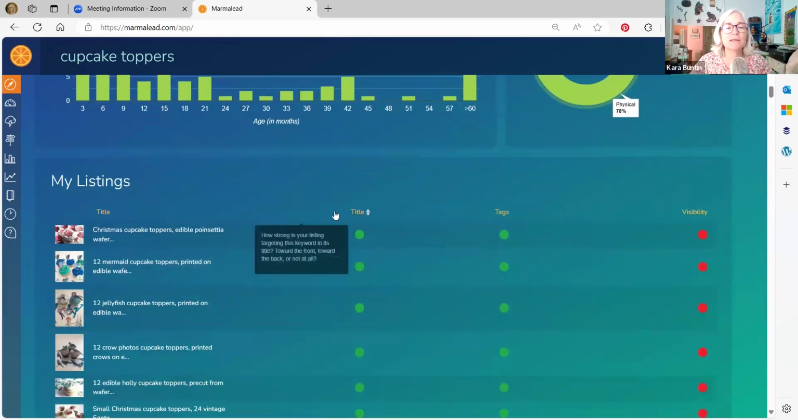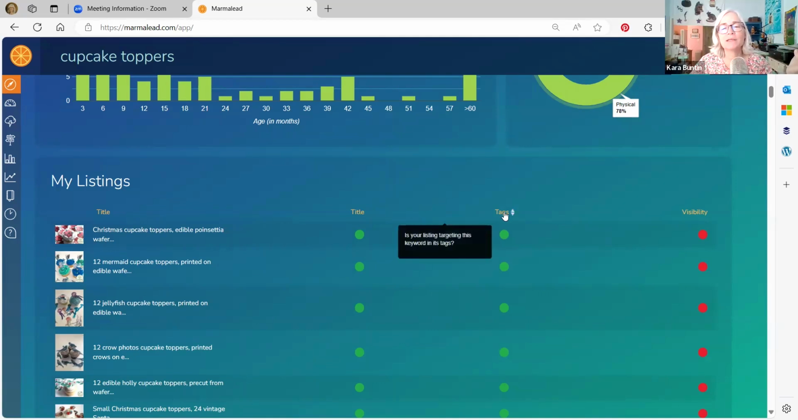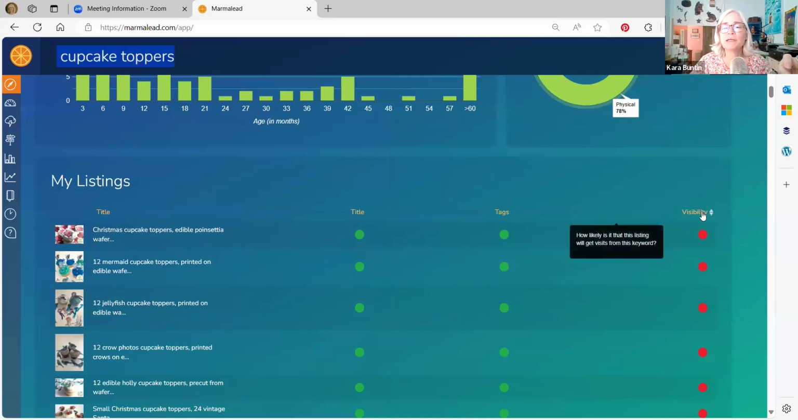Let me see. This is the title. What is this? It says, how strong is your listing targeting this keyword in its title? Okay. And so this is rating your listings based on this keyword and the title and tags that you have in place now. Visibility says how likely this listing is going to get visits from this keyword. Cupcake toppers is so general that I would not expect to get a lot of visibility from this keyword at all because there's so many cupcake toppers.